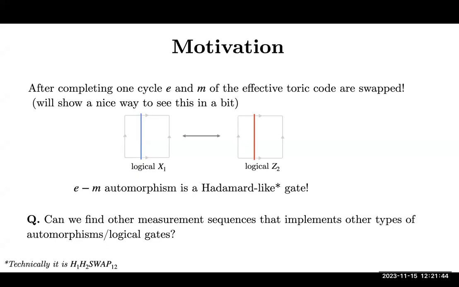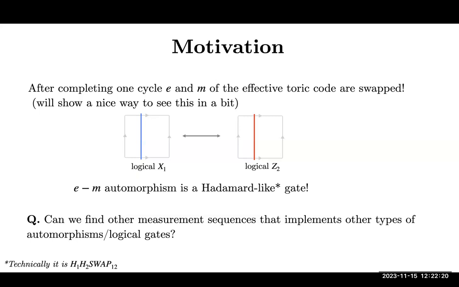But the motivation for us that started our project is that this EM automorphism is sort of like a Hadamard. It swaps a logical X with a logical Z. So the question is, can we use this to our advantage? Since you're going to be doing measurements and doing error correction along the way, can you find some sequence of measurements such that when you come back to yourself, you perform some automorphism, which will be realized in the code as a logical gate? So in addition to doing measurements, you will be able to do quantum computation.